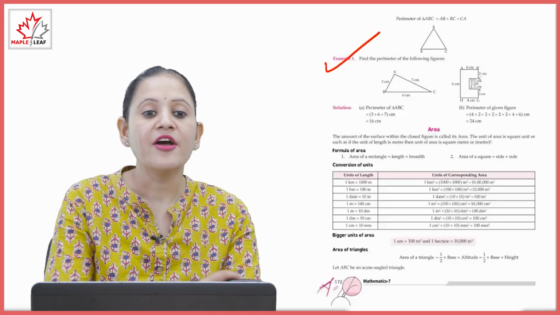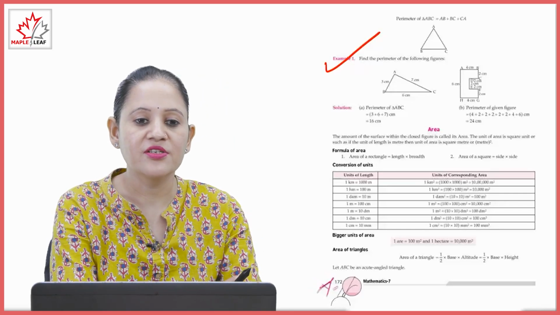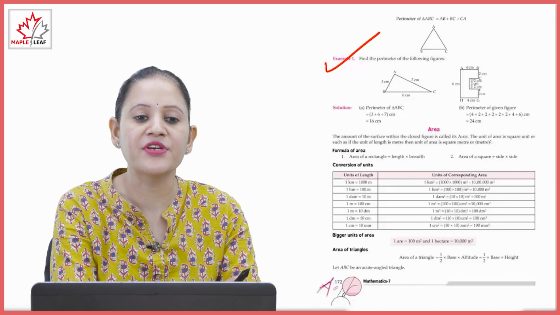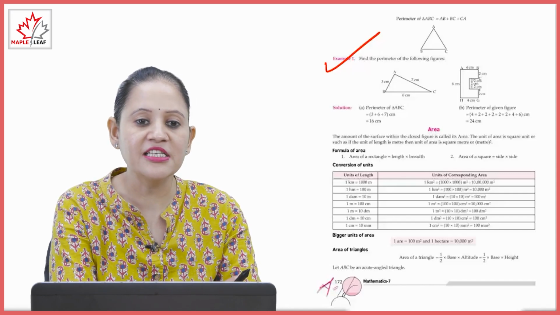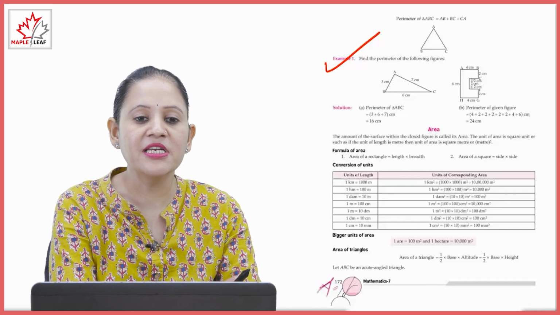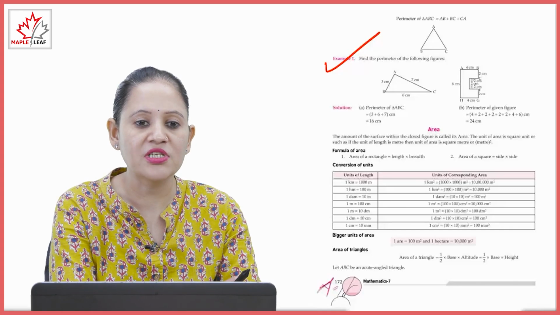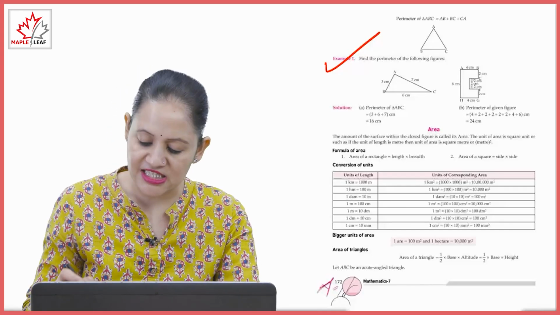Example लेते हैं. Find the perimeter of the following figure. So we have to find the perimeter of triangle ABC. Here the three sides are given. So perimeter of triangle ABC equals 3 plus 6 plus 7, that is 16 centimeter.